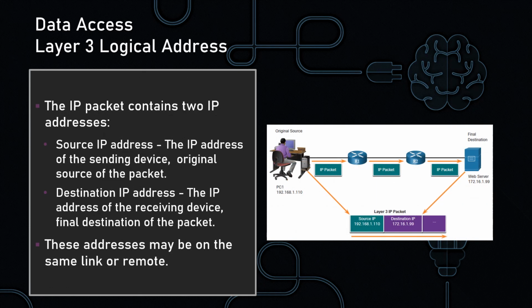So the IP packet contains two addresses, source and destination. Where did you come from? Where are you going? These addresses can be link local or they can be remote to one another.